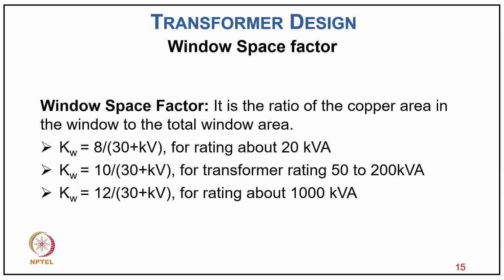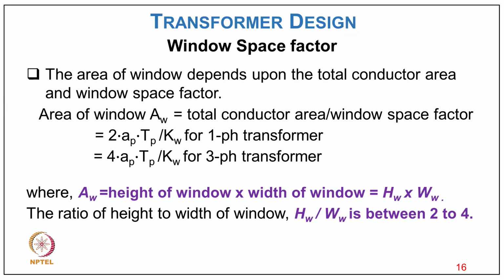And why is it related to the highest voltage rating in kV? The reason being obvious: the insulation requirement increases with the voltage rating, the highest rated voltage or HV winding voltage rating. So now the area of the window depends upon the total conductor area and the window space factor.